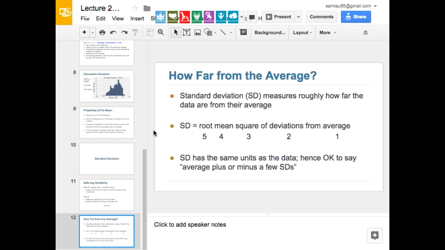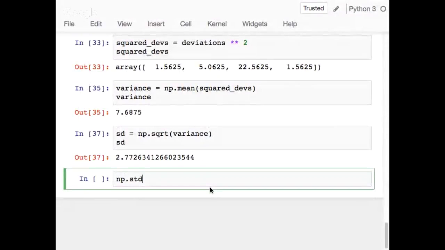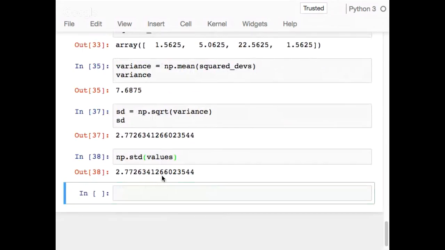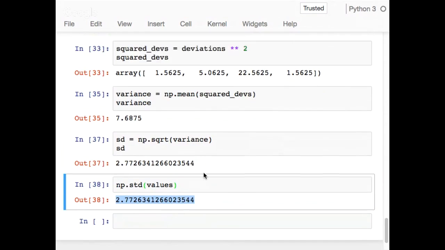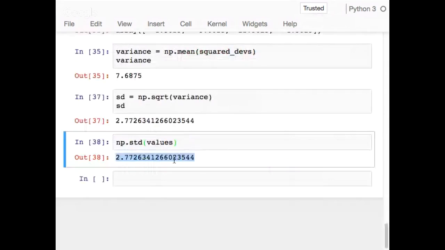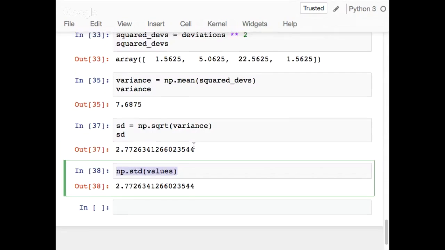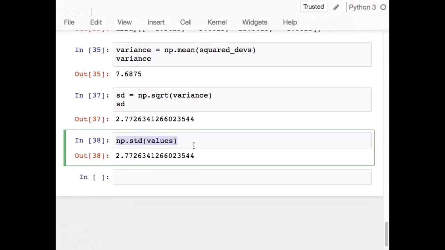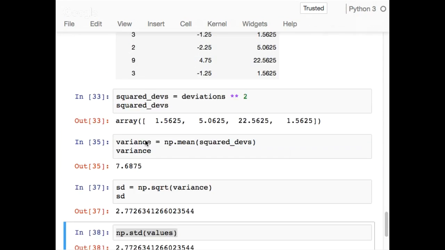And if you don't want to do all those steps, again, you can just do np.std, and this will give you the standard deviation. So here I can just do the standard deviation of values, and save you a bunch of typing. This does the same thing as doing all of these cells up here. So just remember this, but know that if you forgot how to do the standard deviation method, you could just do all this work.